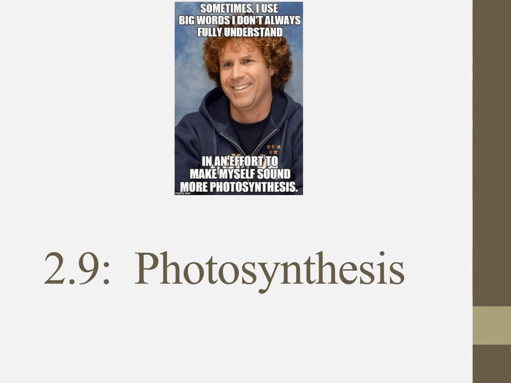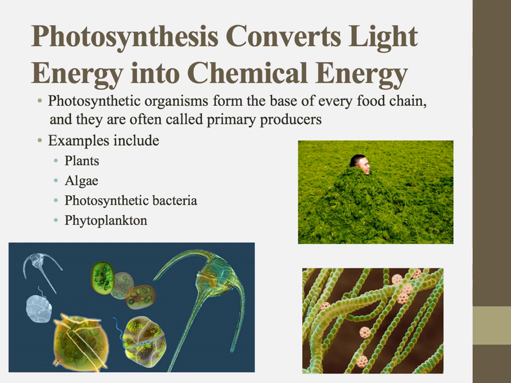Welcome to the last topic in Chapter 2 on molecular biology, Chapter 2.9 on photosynthesis. Photosynthetic organisms are always at the beginning of every food chain, okay? And because of that, they're often called primary producers.